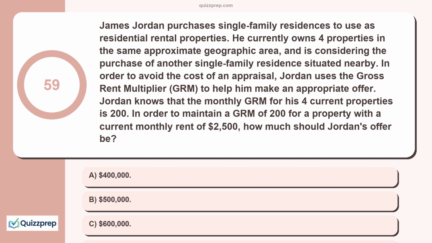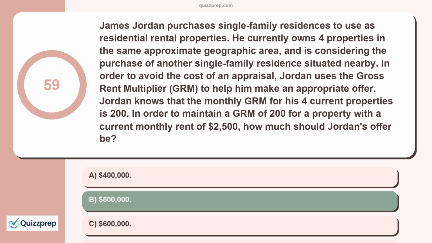Jordan knows that the monthly GRM for his 4 current properties is 200. In order to maintain a GRM of 200 for a property with a current monthly rent of $2,500, how much should Jordan's offer be? $400,000, $500,000, $600,000, $700,000.